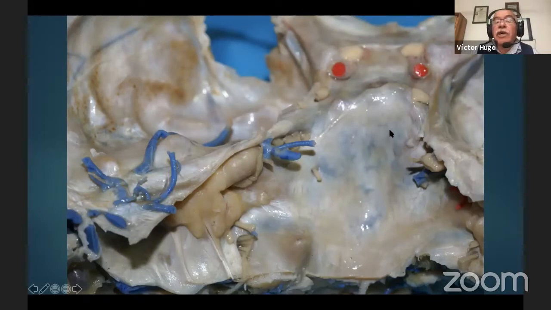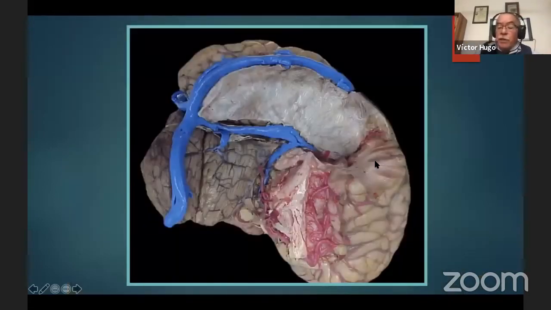In this part of the posterior clivus, we can see the clival sinus. I showed you this picture. This is really nice for the comprehension of the venous system, the deep venous system and the sinuses.